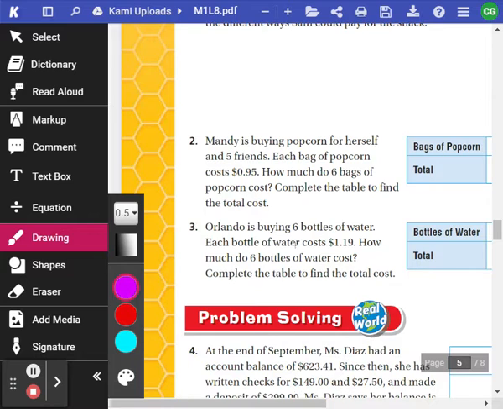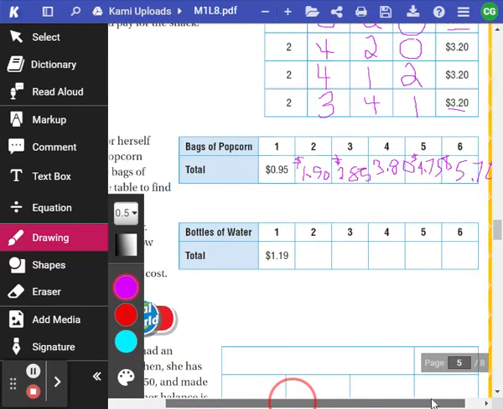Here we're talking about Orlando buying 6 bottles of water. Each bottle of water costs $1.19. How much do 6 bottles of water cost? And now we're again using the same concept, that we can use repeated addition or multiplication. So if I have $1.19, and we did this in class together, $1.19.